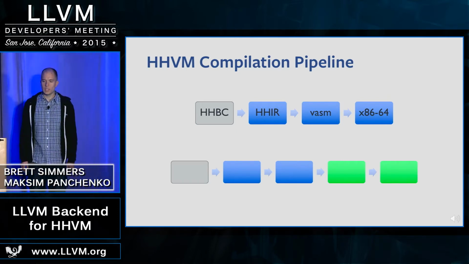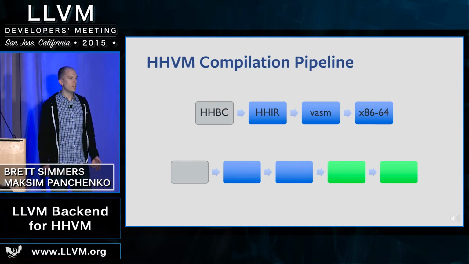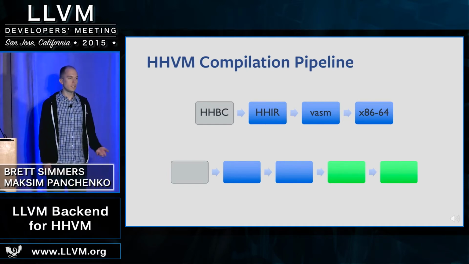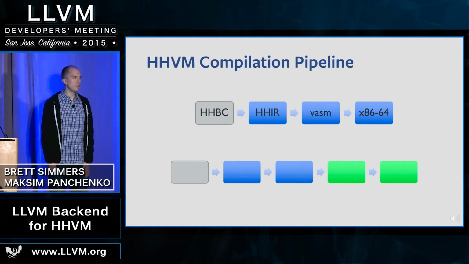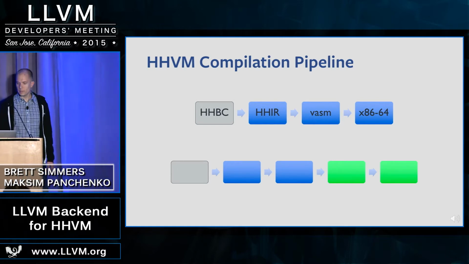And the Vasm to LLVM transformation is pretty simple because for the most part, one Vasm instruction represents a single logical operation like addition or subtraction or a load or a store or a call. And it's already around the same level of abstraction as LLVM.